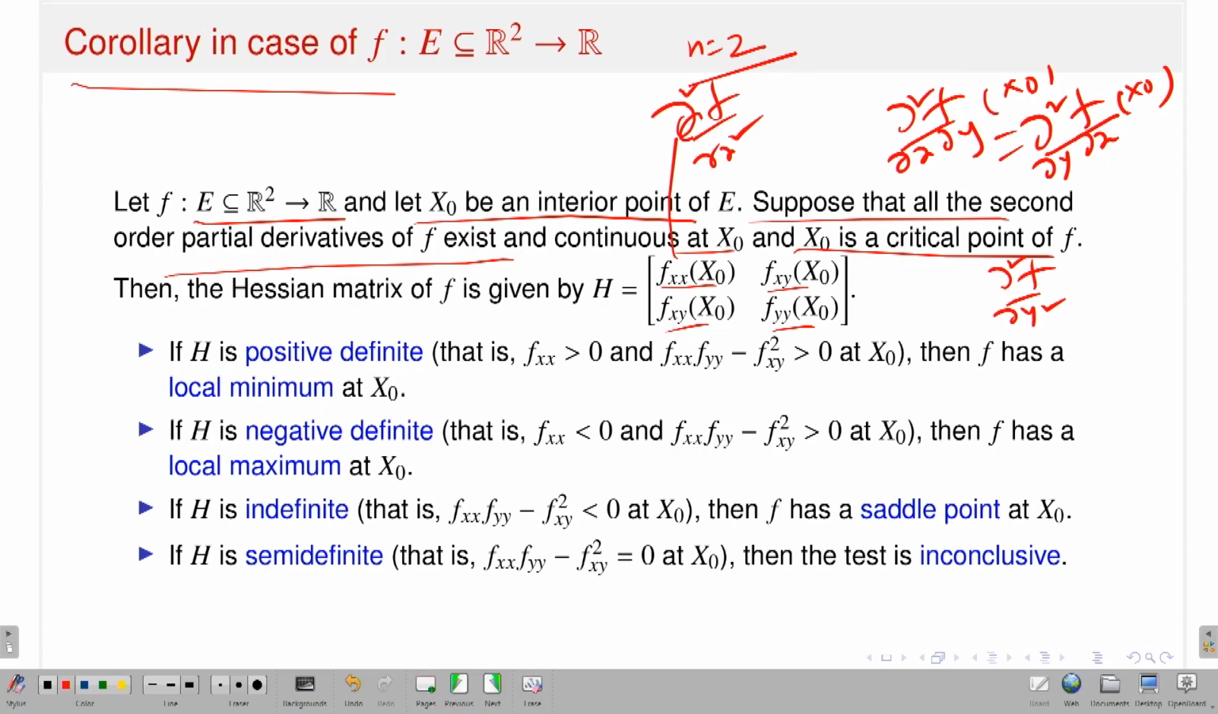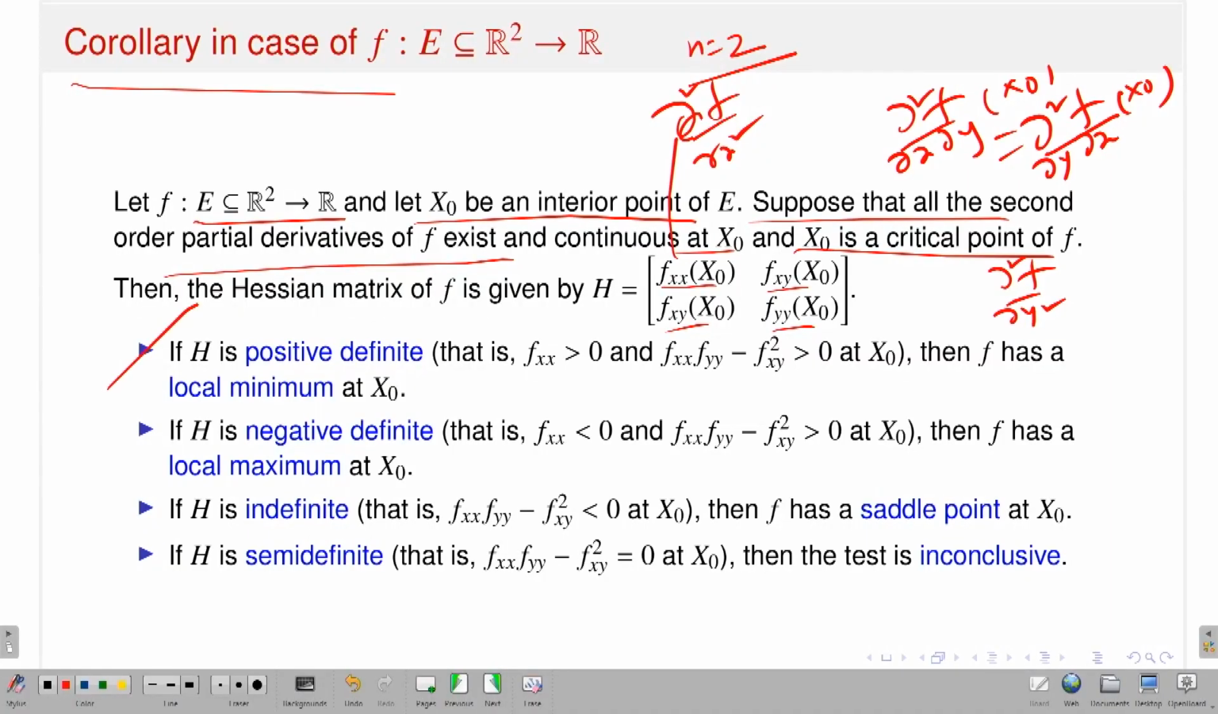Now, if I have a 2 cross 2 matrix, then in terms of the determinant and the 1 1 element, you can talk about positive definite, negative definite, indefinite and semi definite, and you can conclude about the existence of local maxima, local minima, saddle point at the critical point x naught. So, look, if H is positive definite, that means for a 2 cross 2 matrix, the determinant should be strictly positive at that point x naught, along with the 1 1 element, del 2f del x square at the point x naught, being positive. Then f has a local minimum at the point x naught.